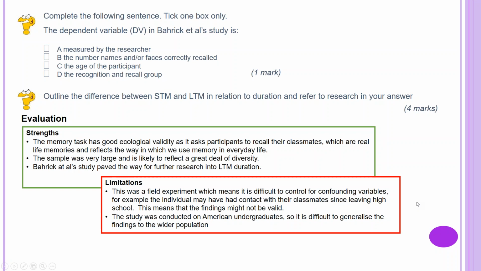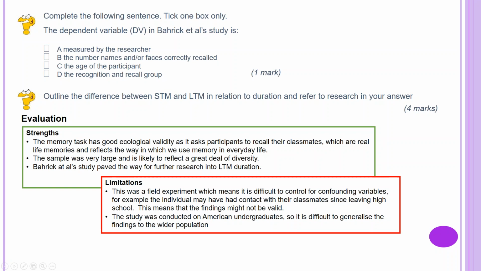So, complete the following sentence. Tick 1 box only. The dependent variable in Bahrick et al.'s study is: A, measured by the researcher; B, the number of names or faces correctly recalled; C, the age of the participant; or D, the recognition and recall group. Well, hopefully here you've ticked B, the number of names and faces correctly recalled. The dependent variable is always the outcome, always the result, always the number of something.